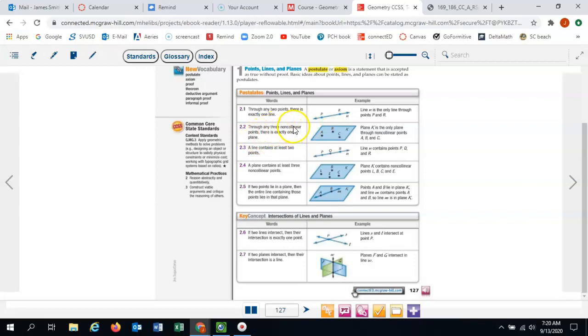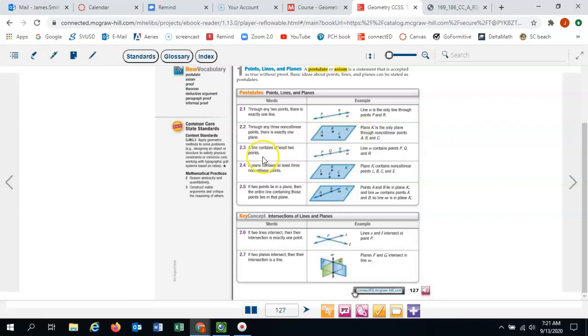Through any 3 non-collinear points, so that means 3 points that are not in a line, there is a plane. If you look at this, I have points A, B, and C. You can see they're not in a line, they're non-collinear. But there is a plane, this blue surface, a 2-dimensional surface that can be drawn through those 3 points, right? And so we have plane K, that's the name of it, drawn through those 3 points.